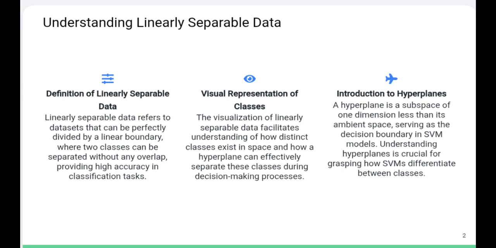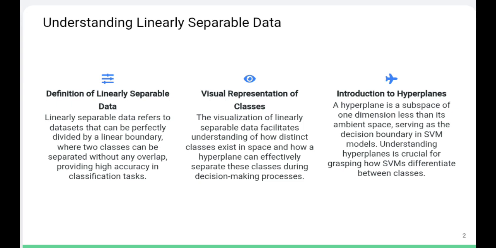Visual representation of classes. The visualization of linearly separable data facilitates understanding of how distinct classes exist in space and how a hyperplane can effectively separate these classes during decision-making processes. Introduction to hyperplanes. A hyperplane is a subspace of one dimension less than its ambient space, serving as the decision boundary in SVM models. Understanding hyperplanes is crucial for grasping how SVMs differentiate between classes.